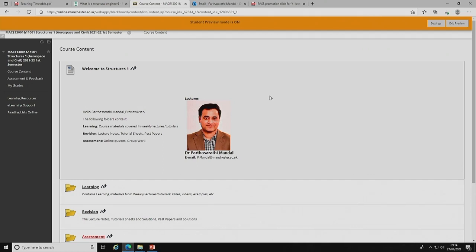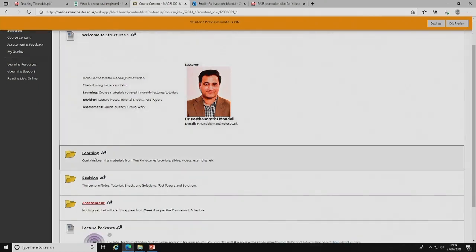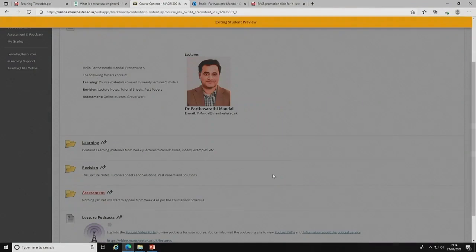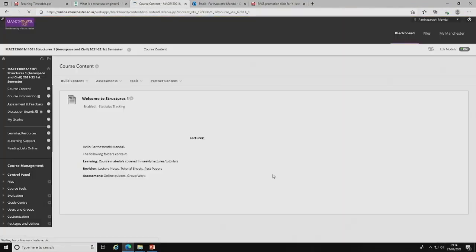Okay, fine. So there will be three folders primarily: one is learning, one is revision, and one is assessment. Now I thought about it, and I thought this is probably a much more efficient way for you to go through the material and revise. Now, if I come out of this exit preview, this is what you see in a way.